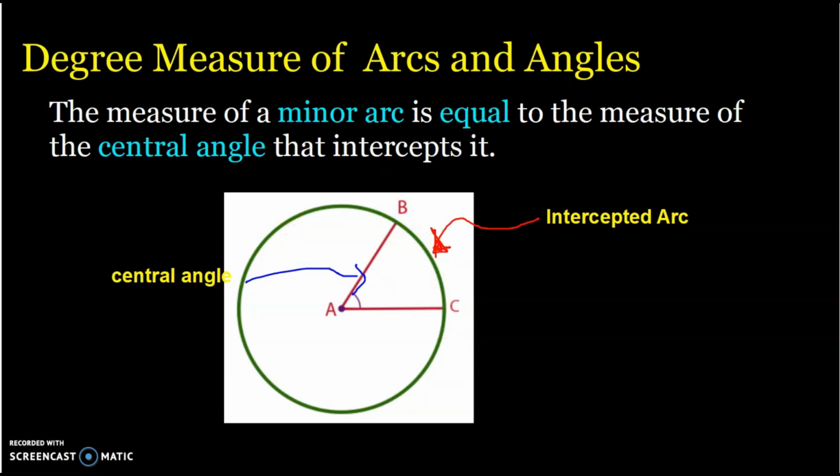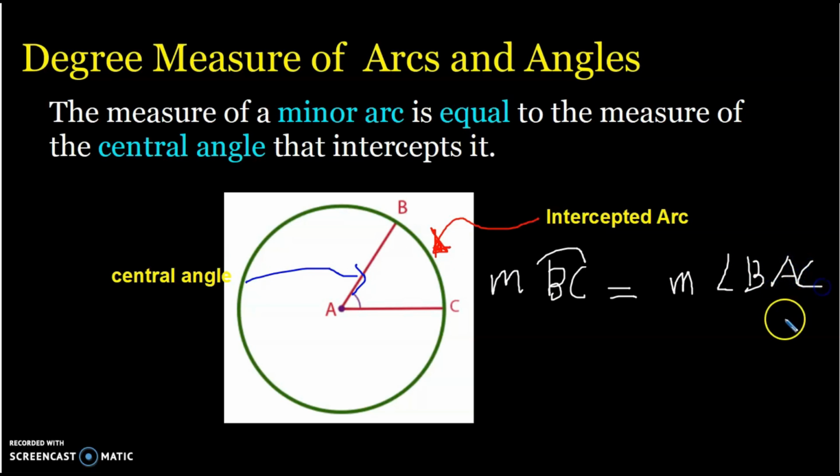So, if we're going to translate the statement, the measure of the minor arc, or what we call intercepted arc, which is arc BC, is equal to the measure of the central angle, which is angle BAC. So, we have this in words and we have it in symbol. Take note, yung central angle, ang measure niya ay equal sa measure ng intercepted arc.